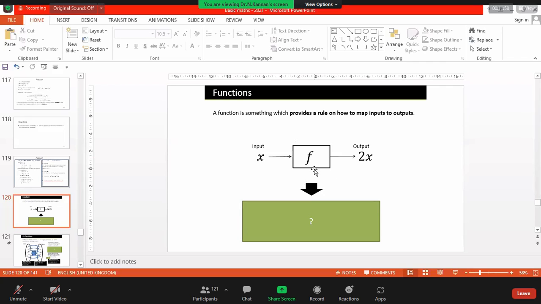Usually we are having variables. One variable is an input variable, the other one is an output variable. So we are having two variables, and we are relating these two systematically just to have an output. So this is basically a function. What is a function then? A function is something which provides a rule on how to map inputs to outputs. Please make a note on this.